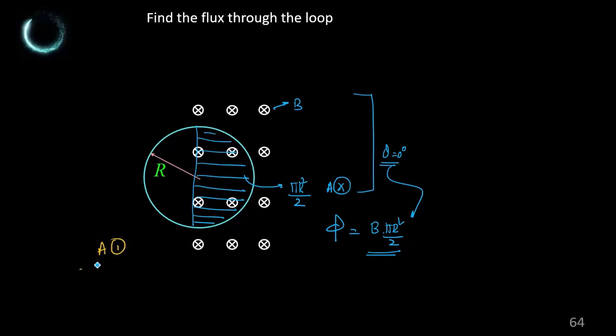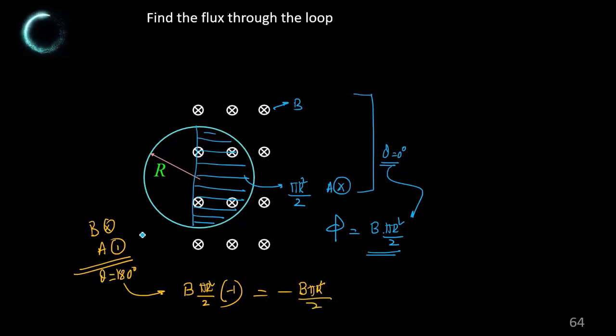If I say area is dot and B is cross, then theta becomes 180 degree. And for this situation, flux should be equal to B into pi r square by 2 into cos of 180, which is minus 1. So the answer is minus B into pi r square by 2. Both are correct. But whenever you are reporting this answer, you have to mention that you are assuming the area is cross, and whenever you report the other answer, you have to mention that you have assumed the area as dot. Depending on that, both are correct.